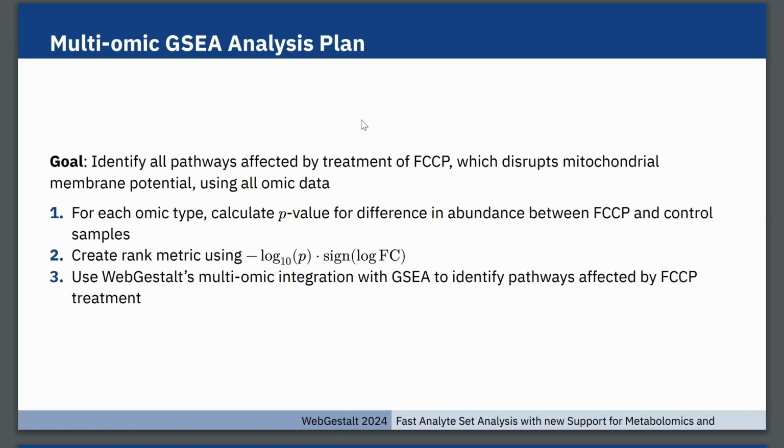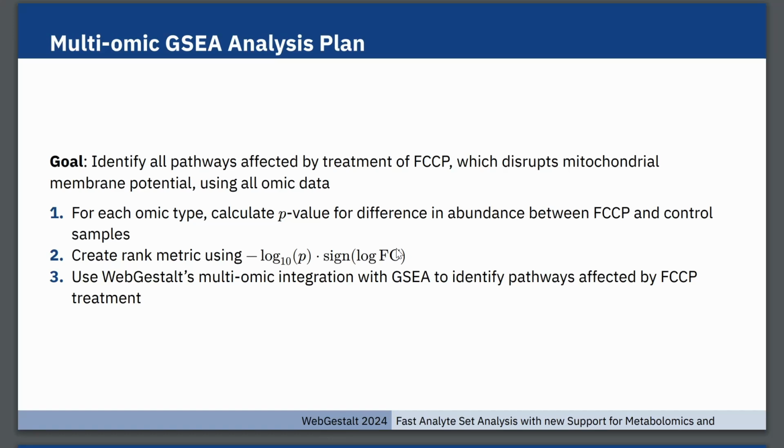And so the workflow here is very similar. We're going to be doing GSCA to solve that issue that we saw previously. For each omic type, we're going to calculate a p-value for a difference in abundance, the same as we do for representation. But instead of creating a threshold of what we consider interesting, we're just going to include everything. And then the rank metric I used is this negative log 10 p-value times the sign of the fold change.